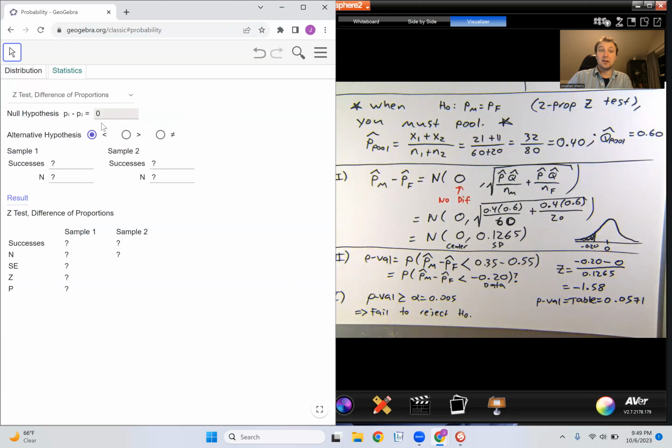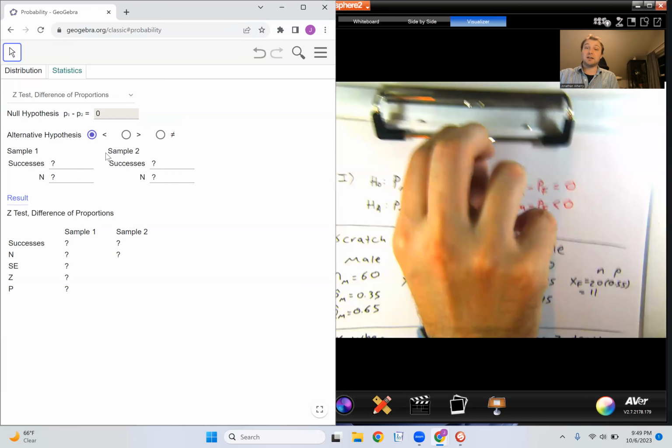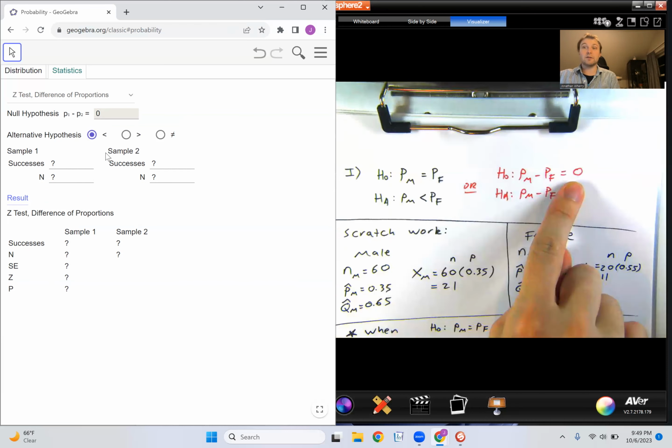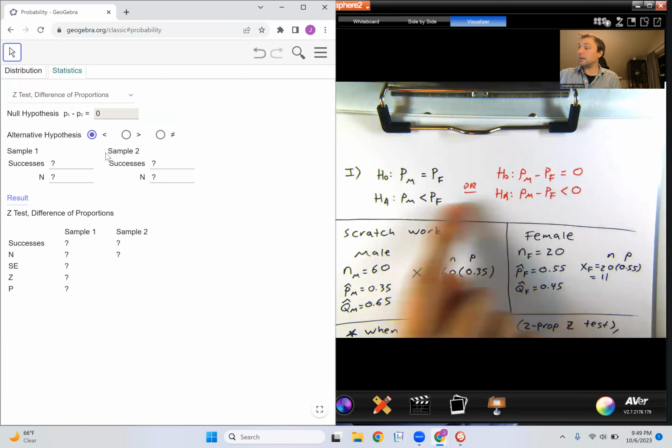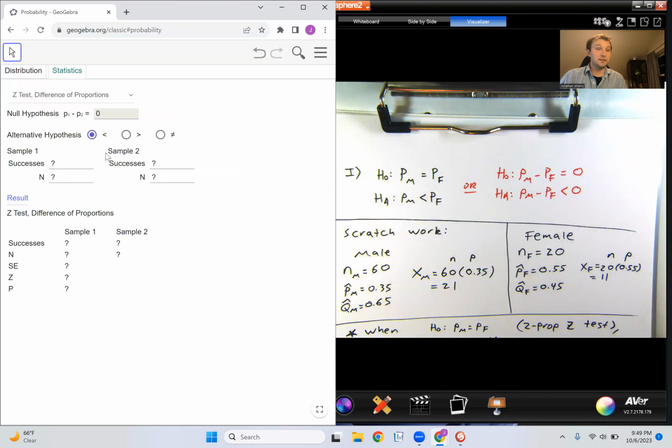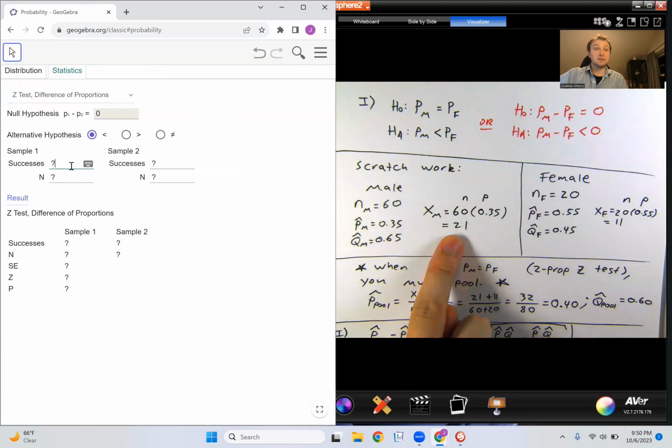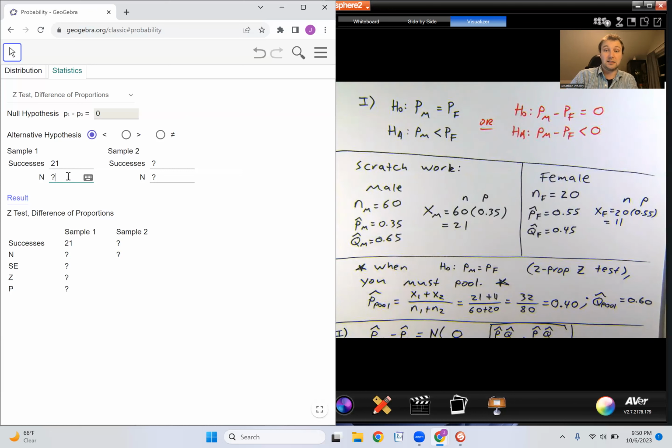Null hypothesis is that they are equal to 0. And that was the other way that I had of writing that hypothesis. And it's always going to be 0 for that null hypothesis. It assumes the groups look the same. Alternative, I'm testing if it's less than 0, so I have less than symbol. Number of successes. I'm glad I calculated this. So for males, the number of successes, 21 people had cats out of a sample size of 60. For the female group, 11 had cats out of a sample size of 20.